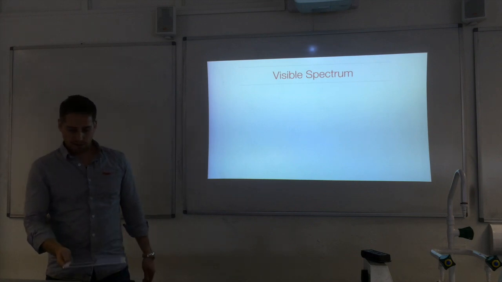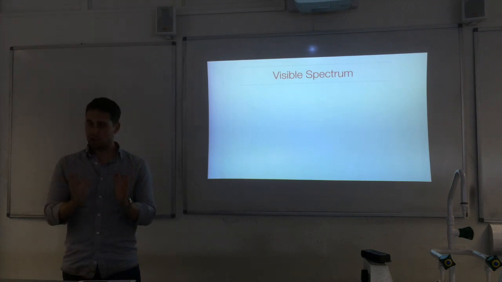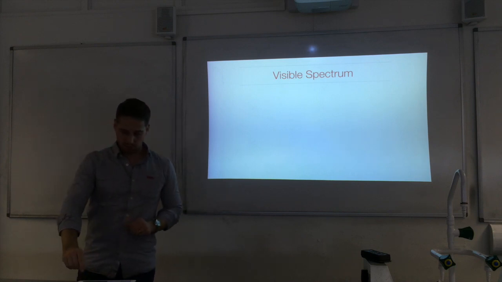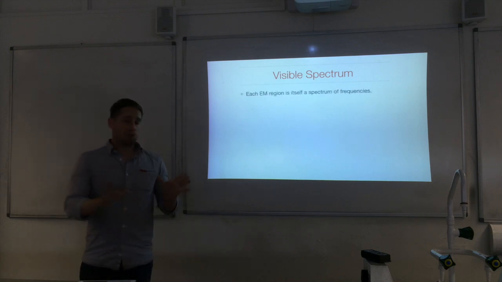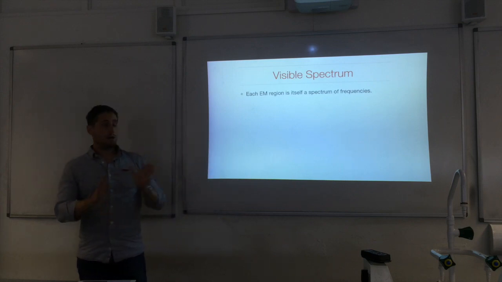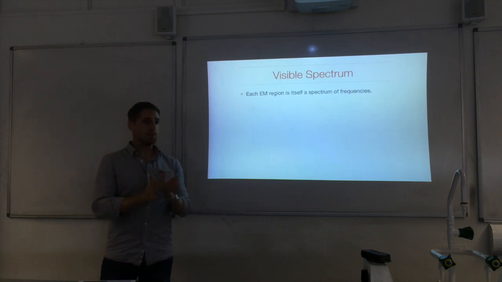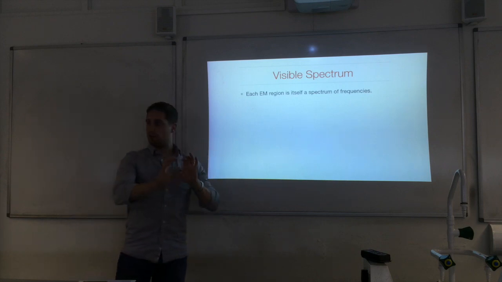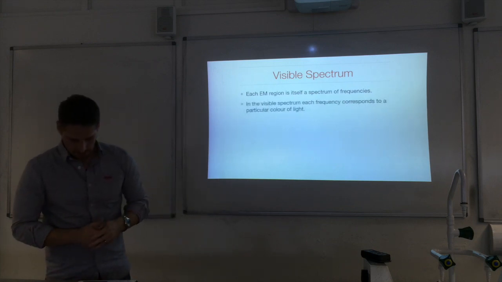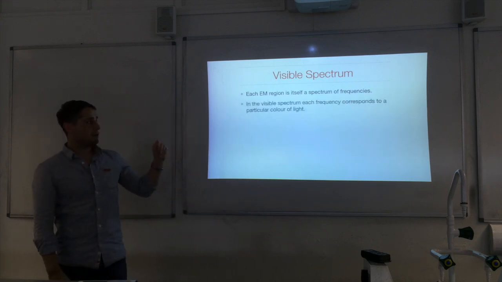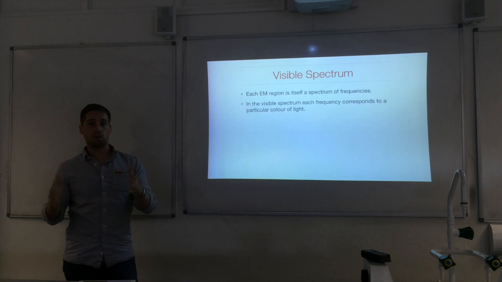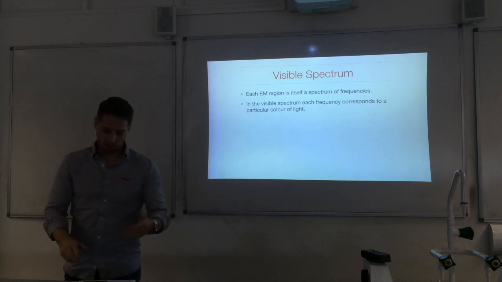Now let's look at two spectra, two regions in the electromagnetic spectrum in more detail. We'll start by looking at the visible spectrum. Each region that I've mentioned, those 7 regions, radio waves through to gamma rays, they are themselves a spectrum. So each section has a range of frequencies and therefore wavelengths. The visible spectrum has a range of wavelengths, and each wavelength or each frequency corresponds to a particular colour that your eye can receive.